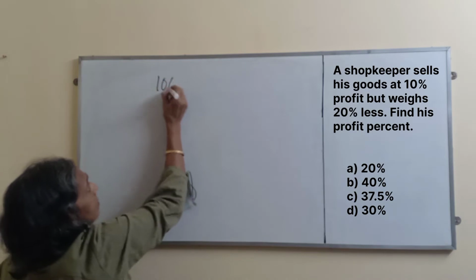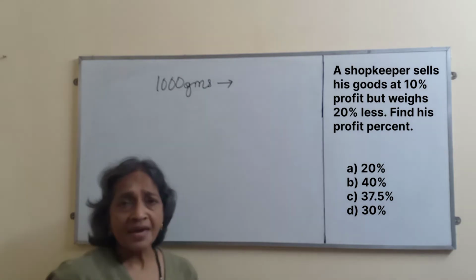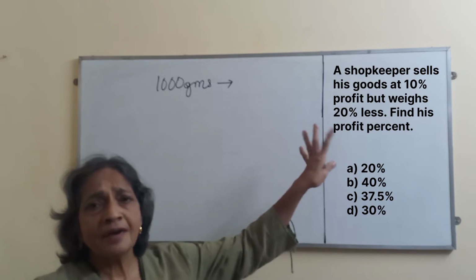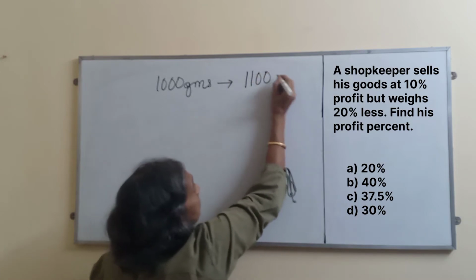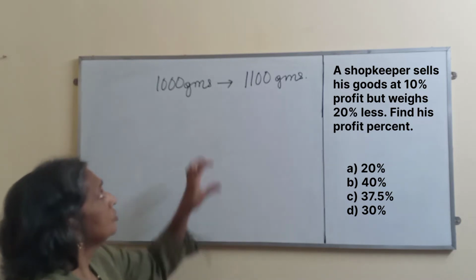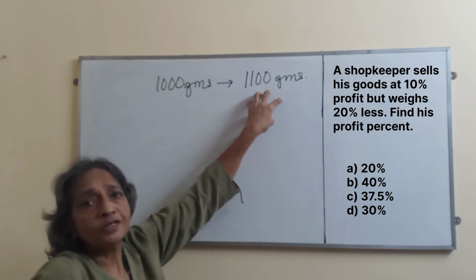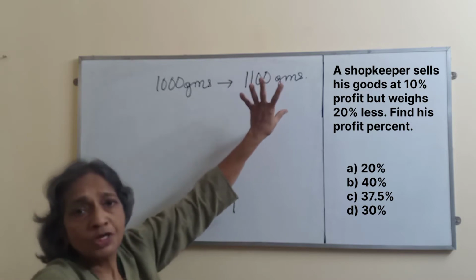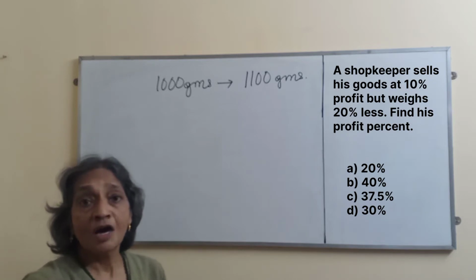Say he has got 1000 grams, and the shopkeeper, if you look at your sum, intends to sell at 10% profit. He wants a 10% profit. So you assume that he has got something which is 1000 rupees. He wants a profit of 10%, that means he intends to sell it at 1100 rupees, but he weighs how much less?